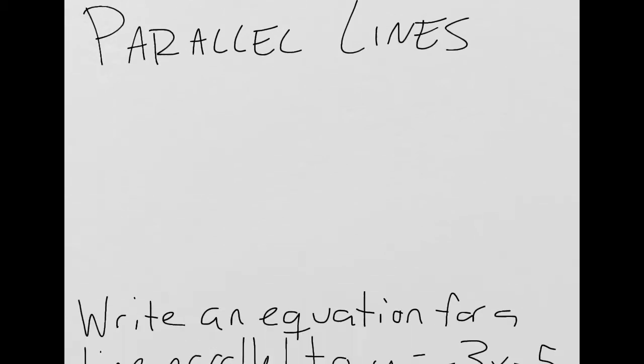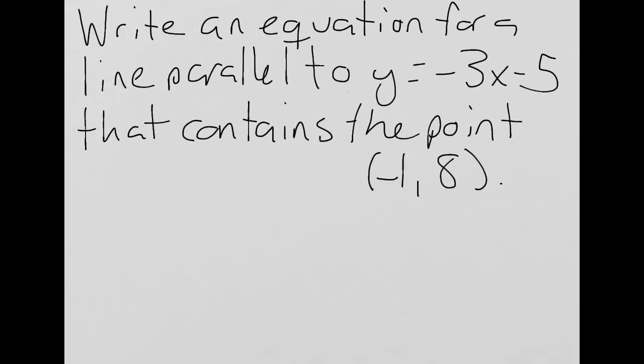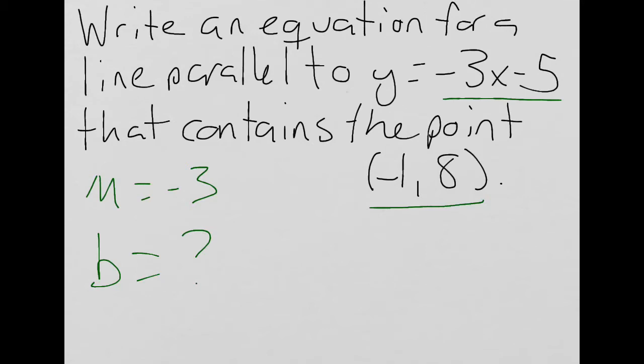So now we're going to work on writing equations of parallel lines. So let's look at an example. If we want to write an equation for a line parallel to y equals negative 3x minus 5 that contains the point negative 1 comma 8, we know that if a line is parallel, it's going to have the same slope. So we already know that m equals negative 3, because to be parallel, it has to have the same slope. Now all that we need to do is find b, our y-intercept.